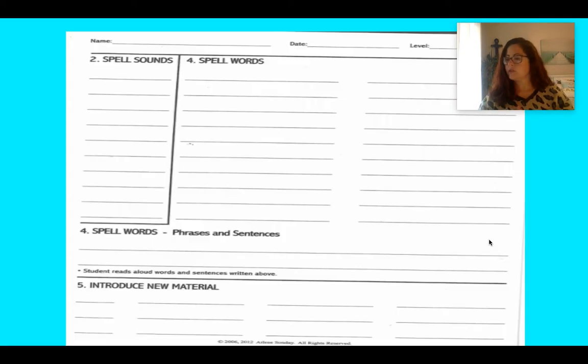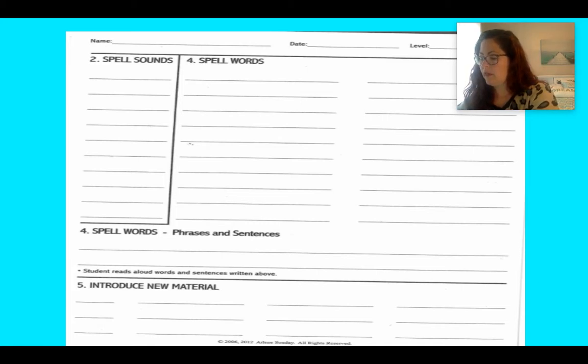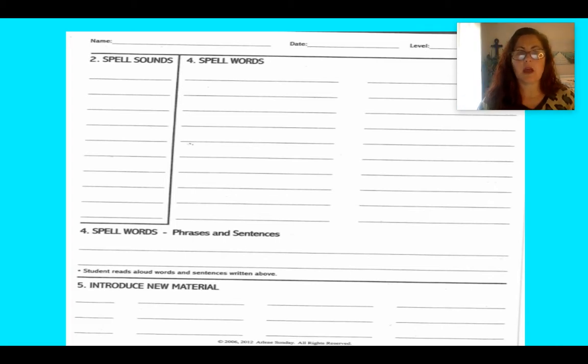Okay, so now we're going on to the spell sound section. If we were in class, they would have their student notebook and it would be formatted like this. You can use any paper that you have on hand. If you don't have any paper, you can use the notes section of your iPad and write on there. So I'm going to say the sound, they will repeat the sound, and then they're going to say and write it at the same time.